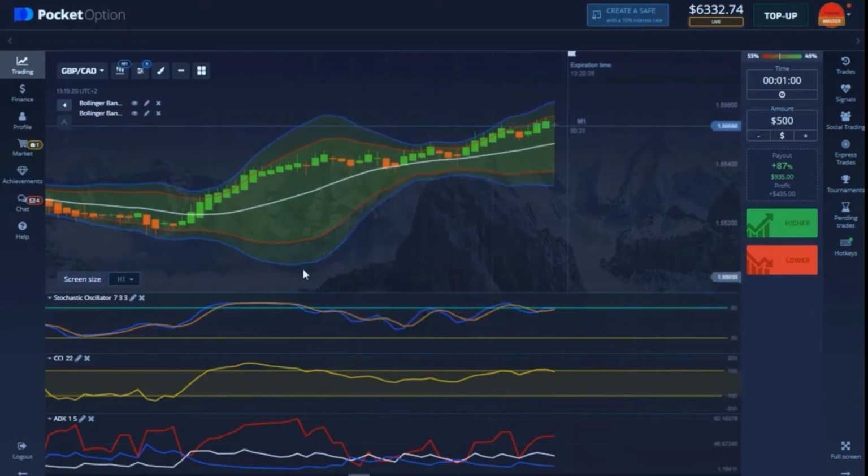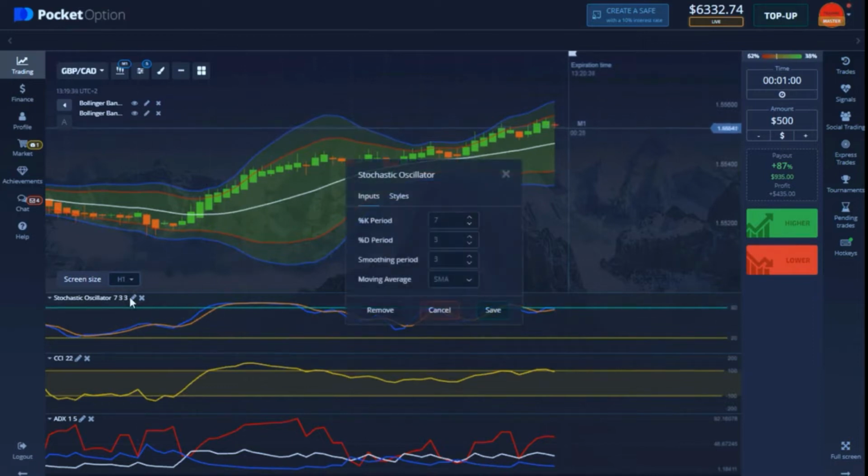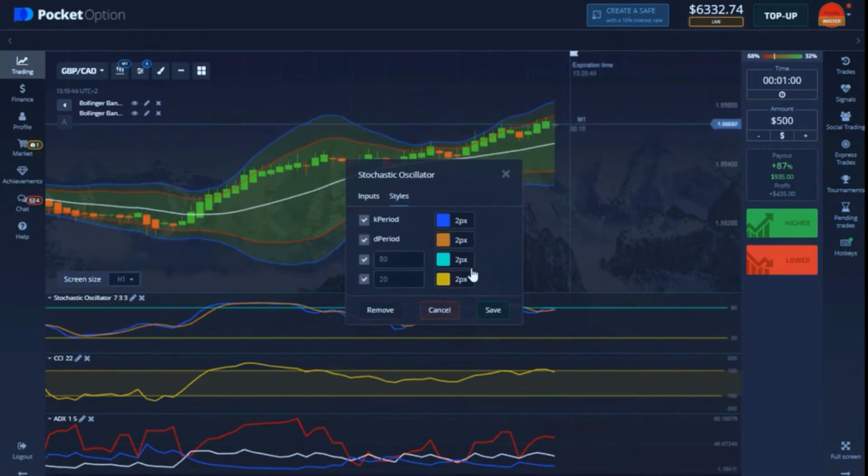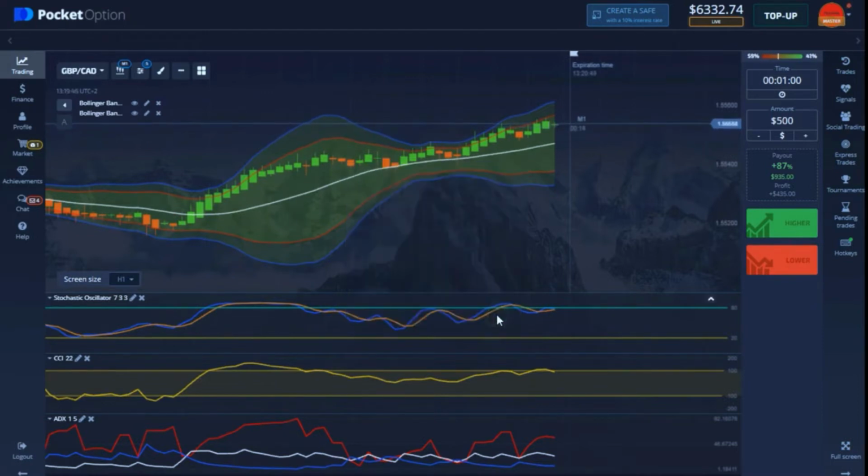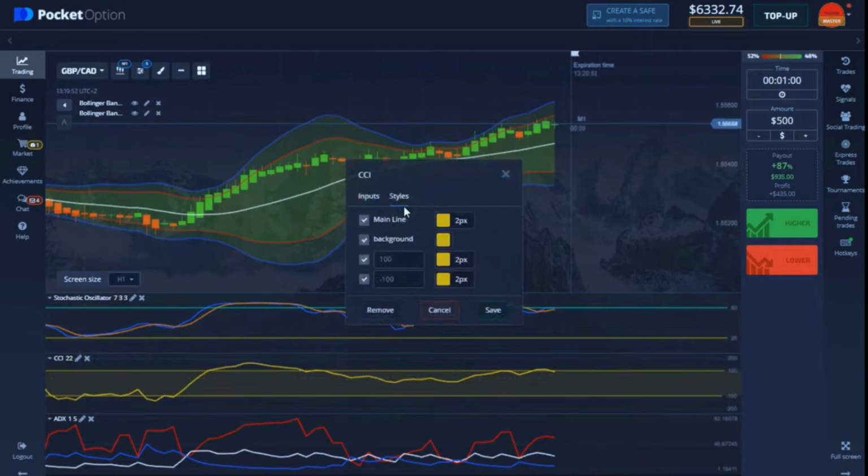The third indicator we're using is called Stochastic Oscillator with a K period of 7. The D period is 3, the smoothing is 3, and the moving average is SMA. On the style, I set all the lines to 2 pixels. When you're done, you hit save. The fourth indicator is CCI with a period of 22. On the style, you just have to set all the lines to 2 pixels. So that's pretty much all I do.